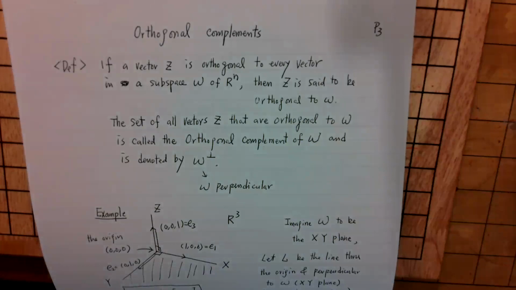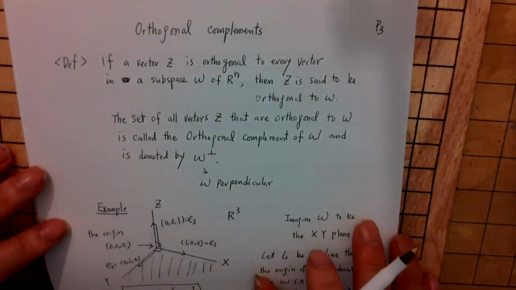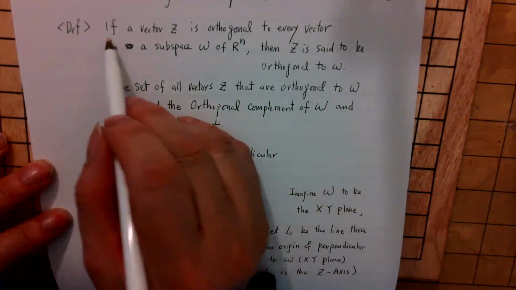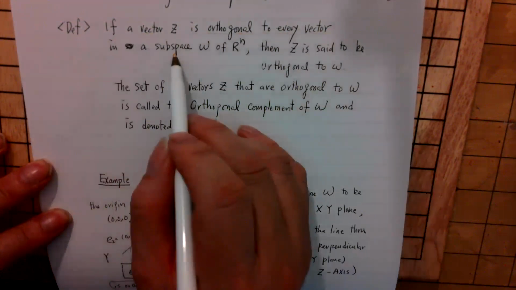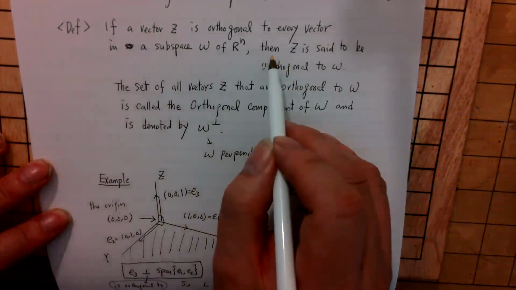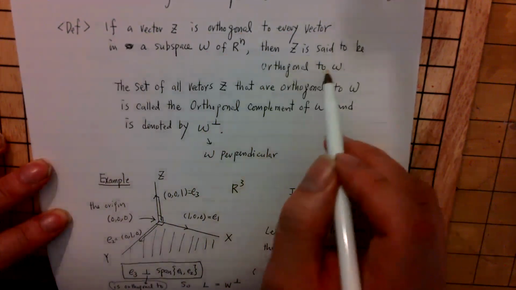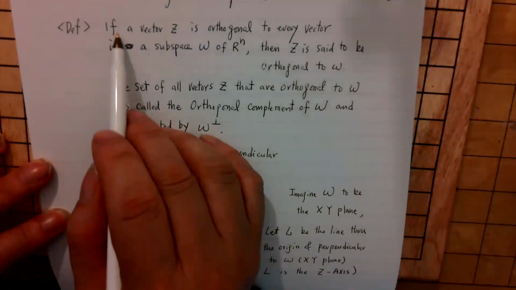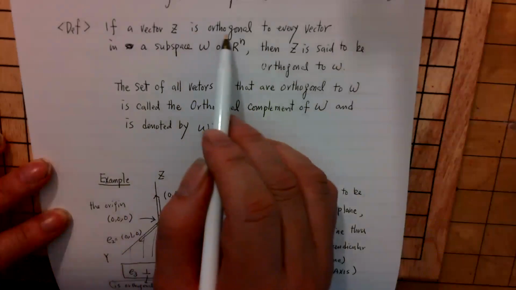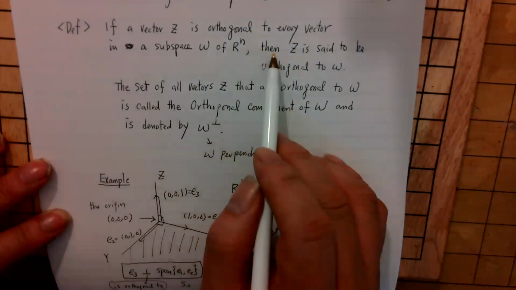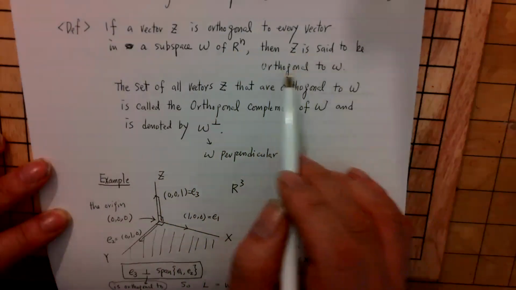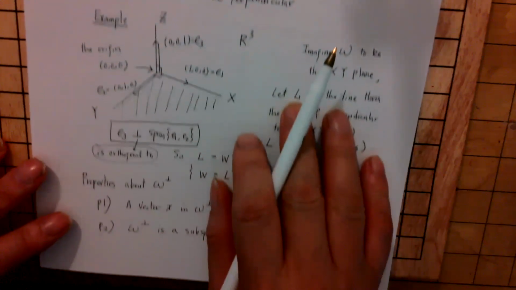Okay. This is something we did not introduce at the beginning of the semester. This is called orthogonal complements. Let's take a close look at those definitions. Definition: if a vector Z is orthogonal to every vector in a subspace W of Rn, then Z is said to be orthogonal to W. Okay, let me try one more time. If a vector Z is orthogonal to every vector in the subspace W of Rn, then Z is said to be orthogonal to W. And you look at the picture here.